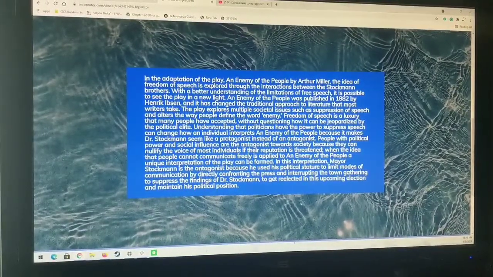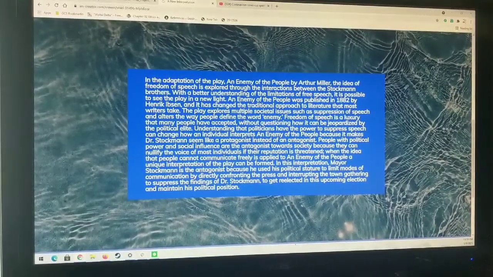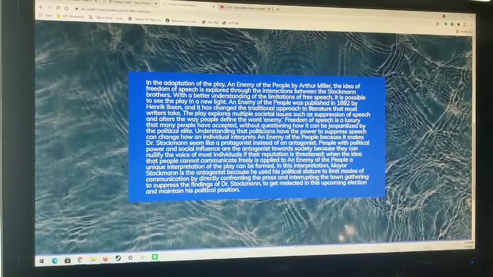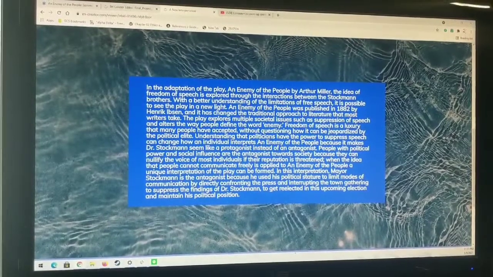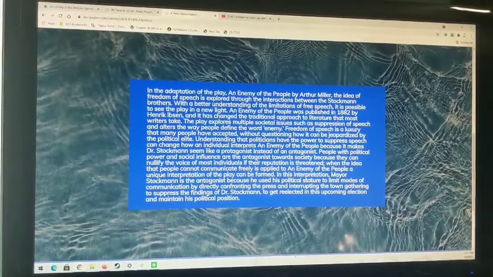Through the lens, the reader can understand how Mayor Stockman was the true enemy of the people, as he used his political prowess to suppress Dr. Stockman's discovery and strips the doctor of his free speech. People with political power and social influence are the antagonists towards society because they can nullify the voice of most individuals if their reputation is threatened.